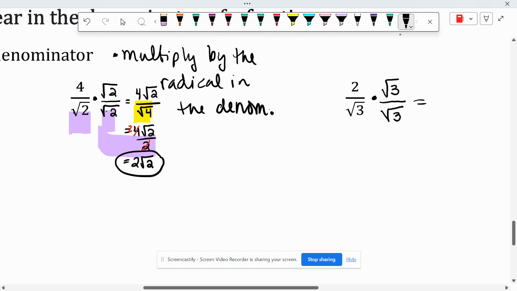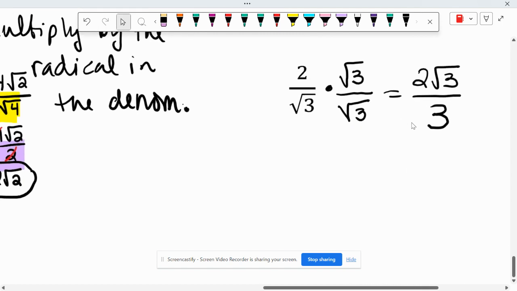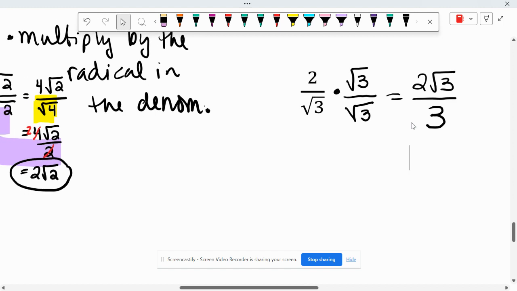Okay. Let's see. 2 times the square root of 3 is 2 root 3. The square root of 3 times the square root of 3 is the square root of 9. But what is the square root of 9? 3. Remember, a square root multiplied by itself is just that number without the square root. They cancel each other out.